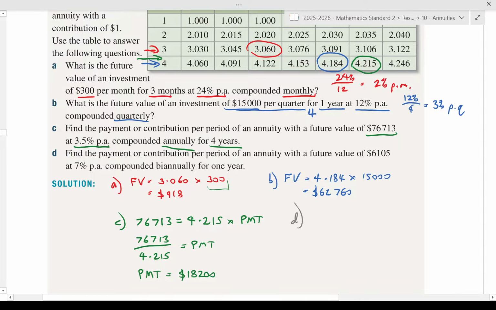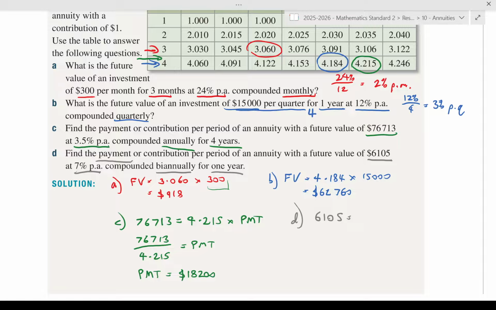Question D, once again, we're finding the payment or the contribution, but this time we've got a future value of 6105. So 6105 equals, and it's 7% compounded biannually for 1 year. So biannually means twice per year. So we're going to have to change our 7%. What have they done? I actually made a mistake in the textbook again.